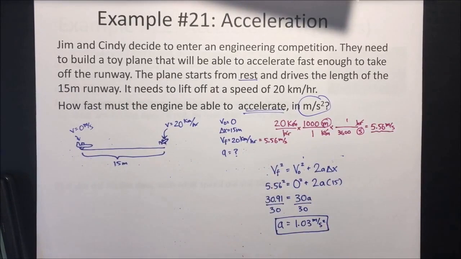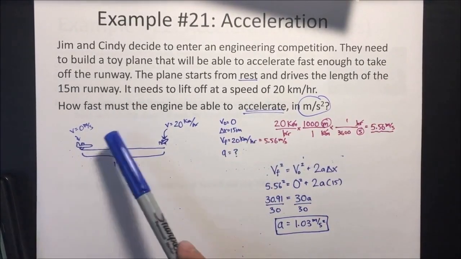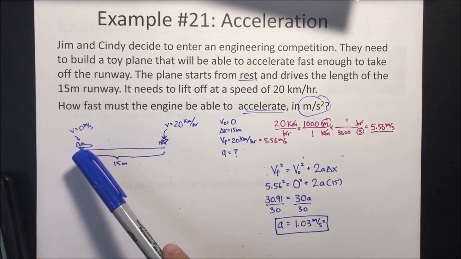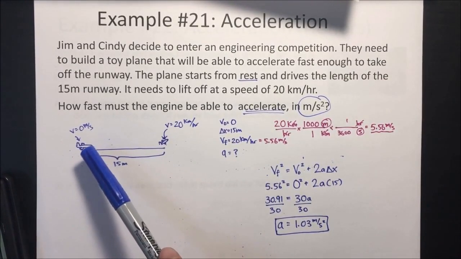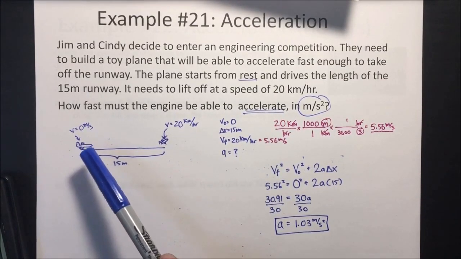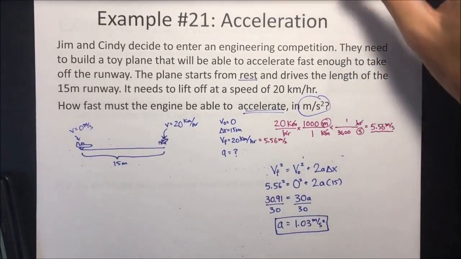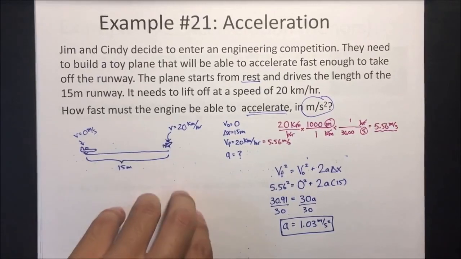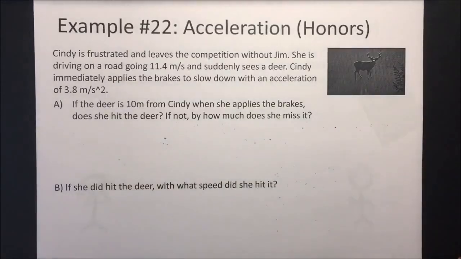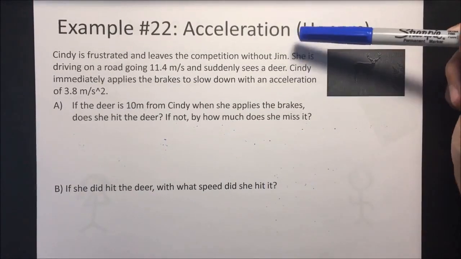Okay, but what happened to the plane? Jim actually forgot to glue down the wheels to the axle and does not have a functioning plane. Cindy is not happy about this. Oh god, Jim at it again, just when things were going well. Cindy is frustrated and leaves the competition without Jim.